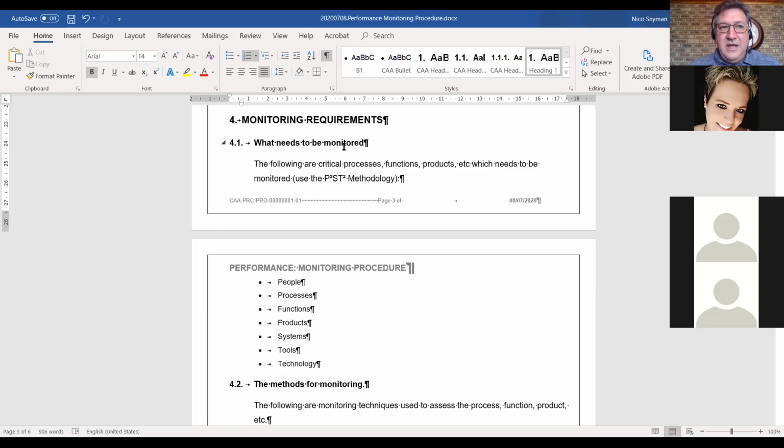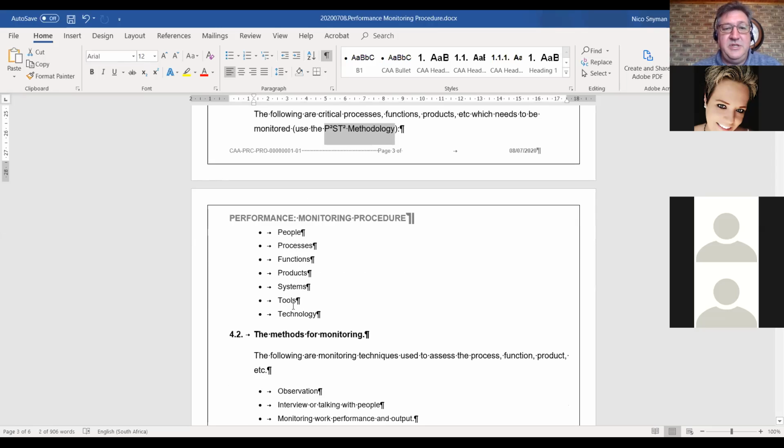So each of those needs to have a different document because you need to explain how you use it. We've got a methodology that we are working with, P square is T square. Now P square is T square means exactly what we've got here: people, process, systems, tools, and technologies. And we've put in the processes and functions, or functions and products now as well.